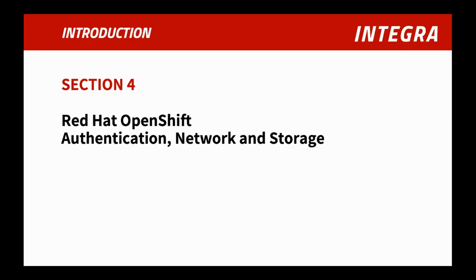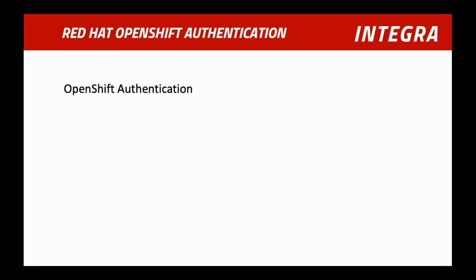In this section, we'll talk a little bit about OpenShift authentication, networking, and storage. Basically, we have a user. I think we have discussed user before, but a user is basically an API service. It is assigned permission using roles, and it basically communicates to the OpenShift API endpoints.